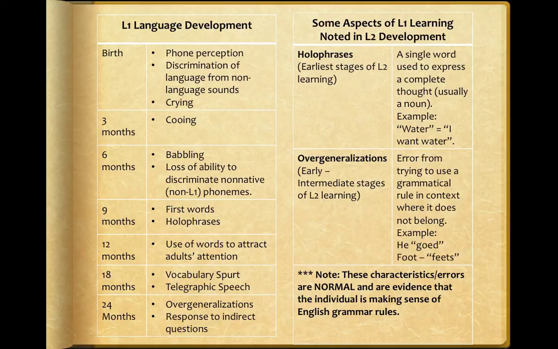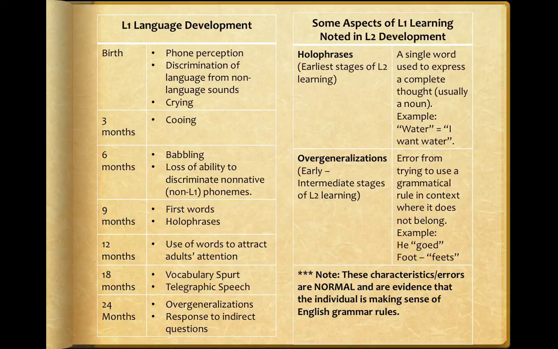And then they lose the ability to discriminate non-native or non-L1 phonemes. Phonemes are the smallest units of sound in a language. What's really fascinating here is that every person, when he or she is born, can actually hear and produce sounds that are present in all languages. For example, we often talk about the R or R sound in Spanish, which is also present in a lot of other languages. Babies could actually perceive and make that sound.